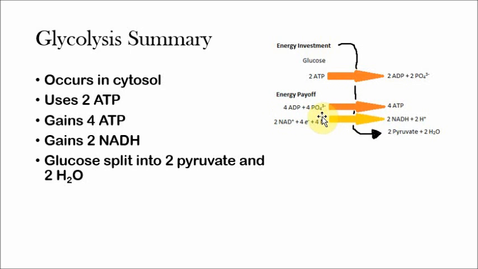And then near the end, that energy that was stored in the glucose is used to produce 4 ATP, meaning a net gain of 2 ATP, and to produce 2 NADH. Again, NADH will later be used to produce more ATP in the electron transport chain. By the end of the process, glucose has split into 2 pyruvates and 2 water molecules. So as a net, you have 2 ATP gained, 2 NADH gained, and 2 pyruvate gained.